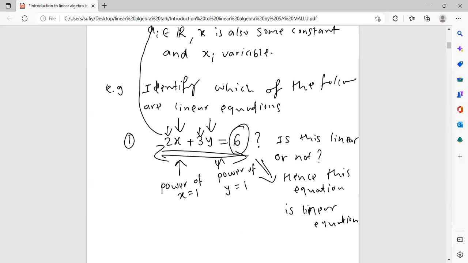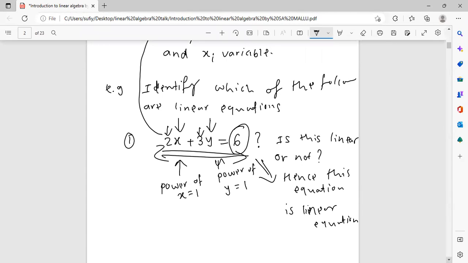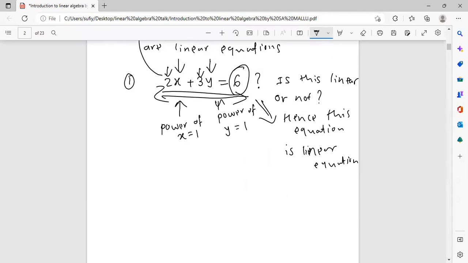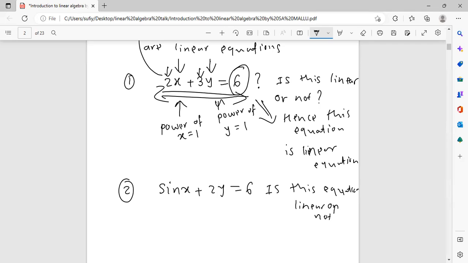All right. Let us look at some more examples before I move on, to identify which given equations are linear and which are not linear. So let's look at 2 or 3 more examples. Let's see if I give you guys sine x plus 2y equals 6. And my question to you again is the same question. Is this equation linear or not? Let us think.